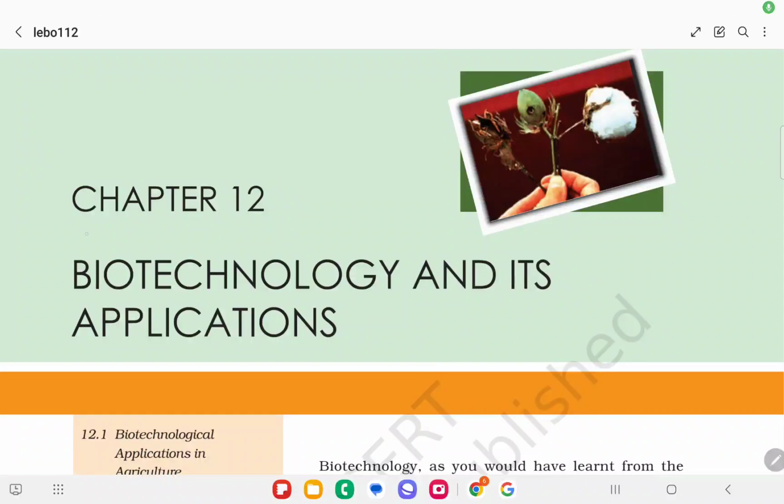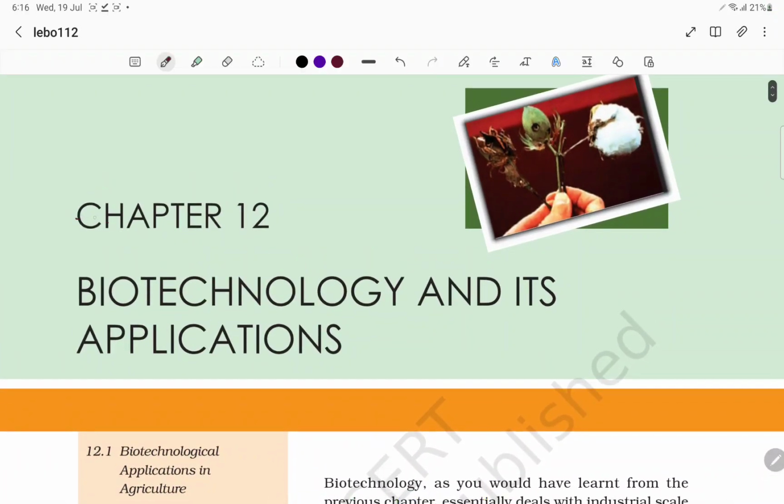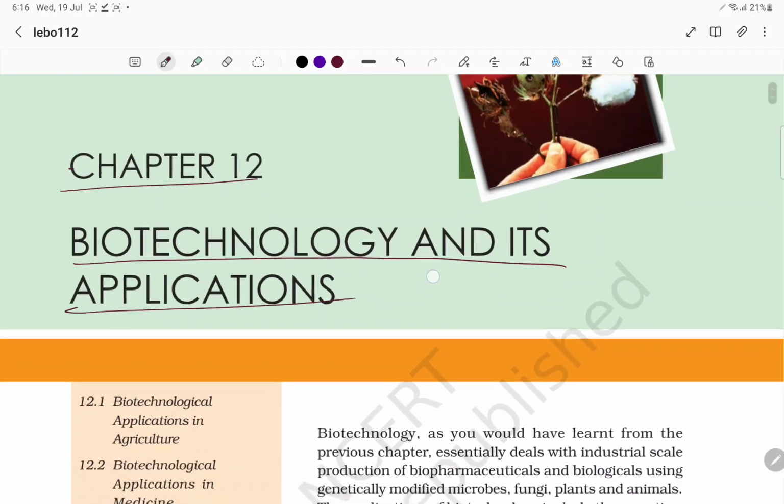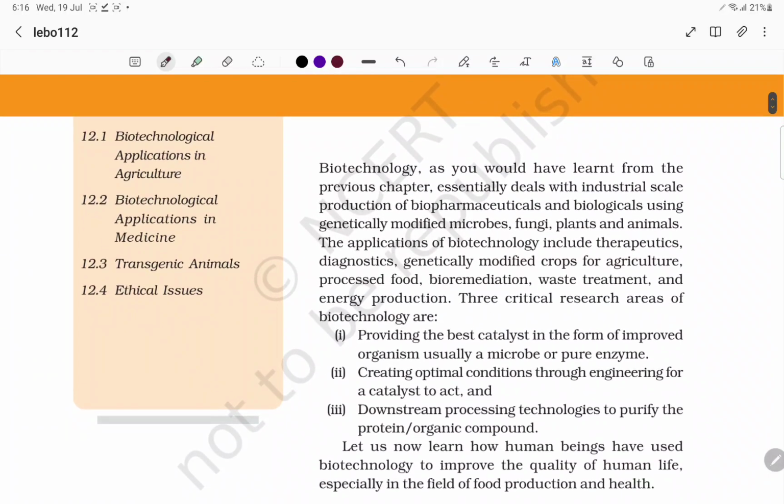Let's come to chapter 12. This is the most important chapter: biotechnology and its applications. Previously we have learned what biotechnology is and the principles of biotechnology, none other than molecular genetic engineering and bioprocess engineering, and you have come to know the process. Now we come to biotechnological applications in agriculture, biotechnological applications in medicine, transgenic animals and ethical issues.